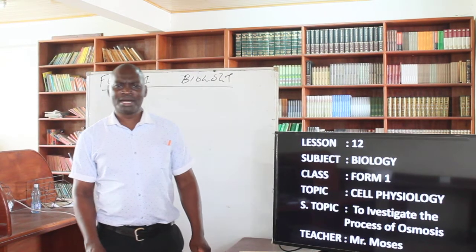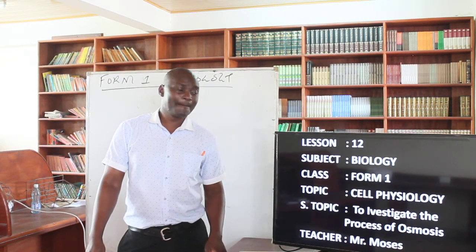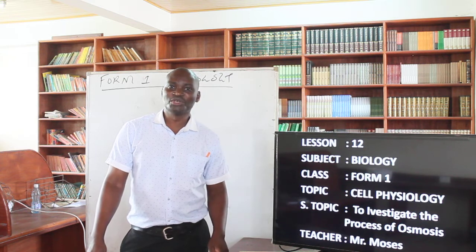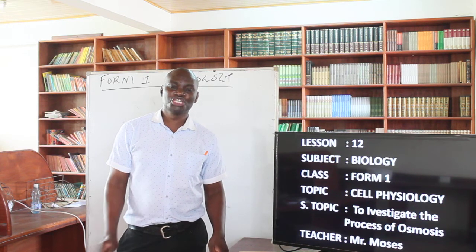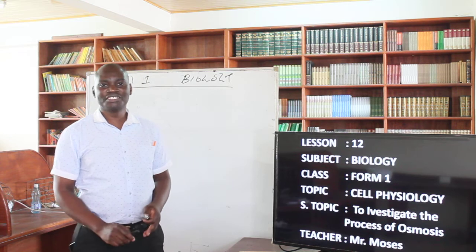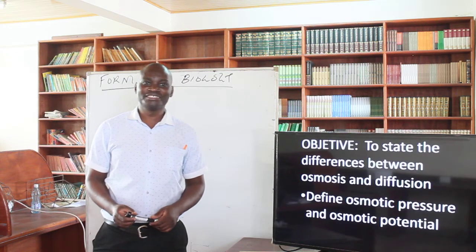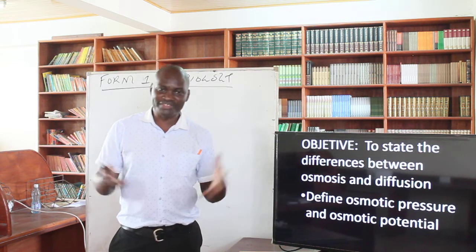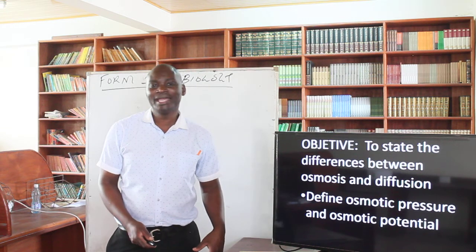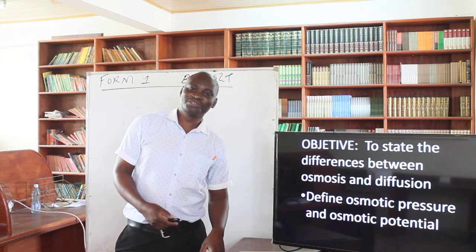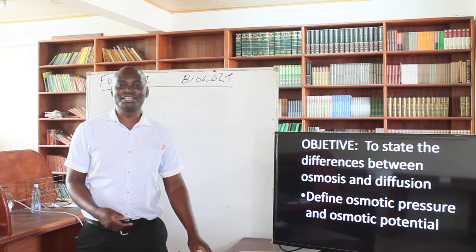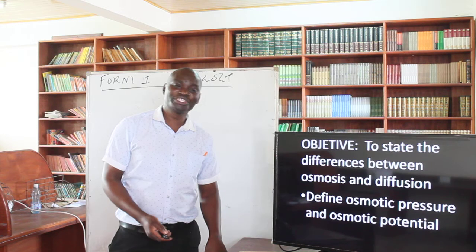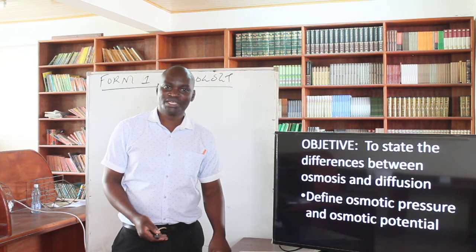Welcome back for our 12th lesson in cell physiology. The objective of our study today is to state the differences between osmosis and diffusion, look at the two processes and compare and contrast them, and also to define the terms osmotic pressure and osmotic potential.